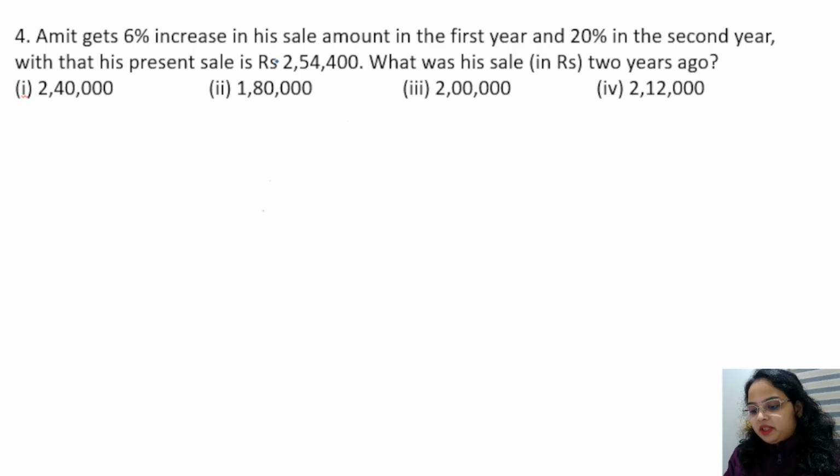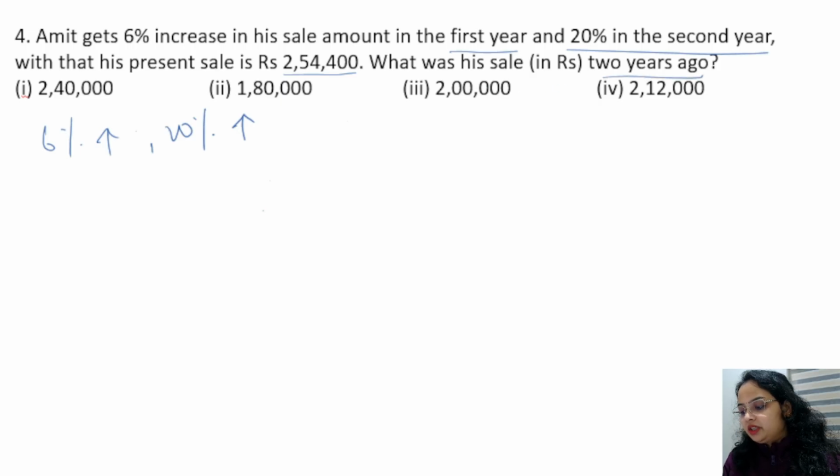Amit gets 6% increase in his sale amount in the first year, and 20% increase in the second year. With that, his present sale is 2,54,400. What was his sale 2 years ago?